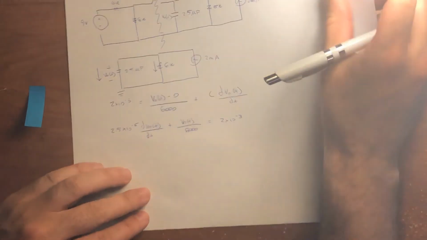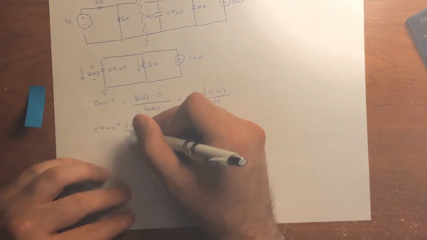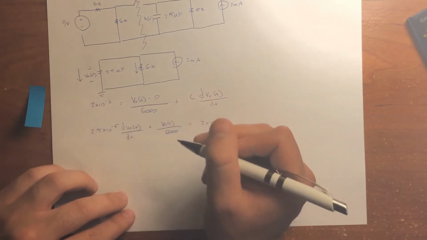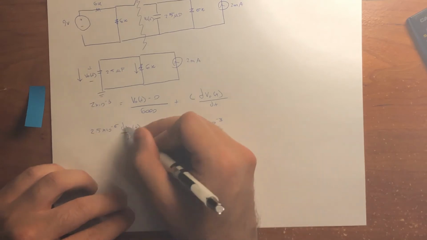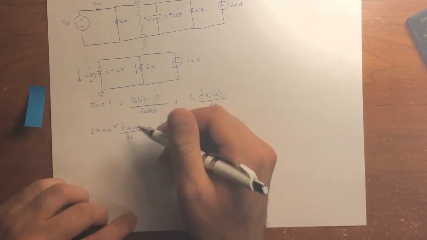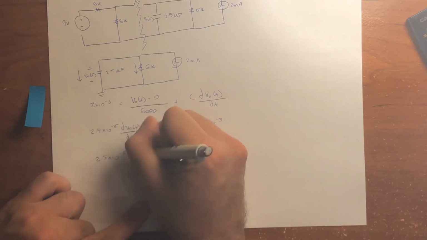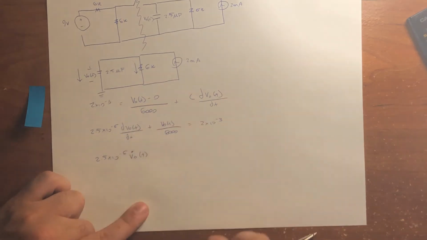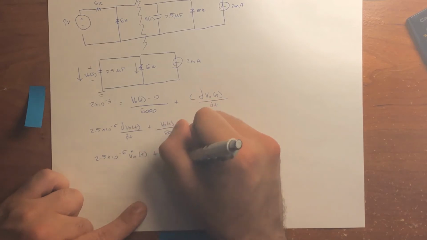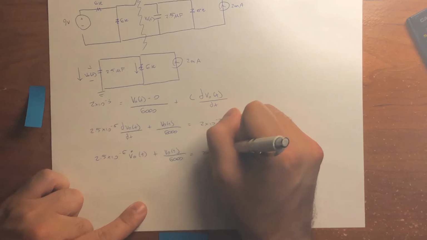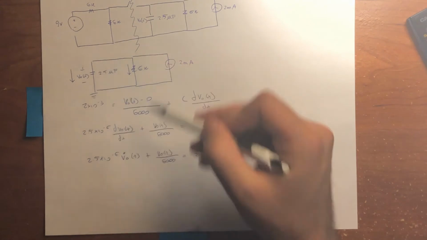To make this even cleaner, we can put it in a simpler format. dV0(t)/dt is just V0(t) with a dot on it, to indicate that it is the first order derivative. So 2.5 times 10 to the negative 6 V0 dot, plus V0(t) divided by 6,000, equals 2 times 10 to the negative 3. This is the first order circuit describing when the switch opens up.